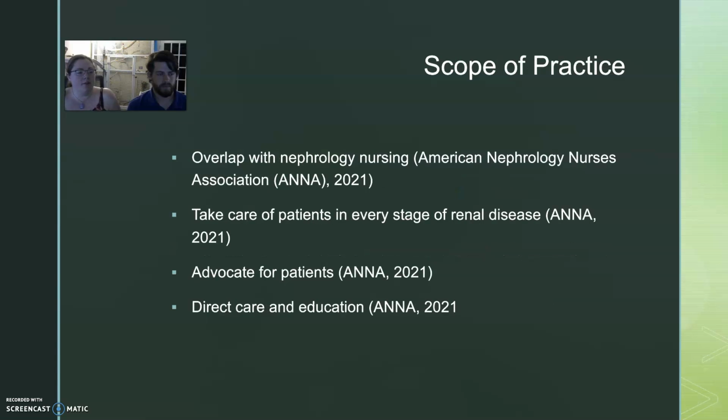The scope of practice does overlap with nephrology nursing because it is a subset of nephrology nursing. And they take care of patients in every stage of renal disease, acute and chronic, because they recognize that as a growing crisis, and they dedicate themselves to advocate for the patients and provide direct care and education. They can also be the direct caregiver, educator, coordinator, consultant, administrator, and researcher.